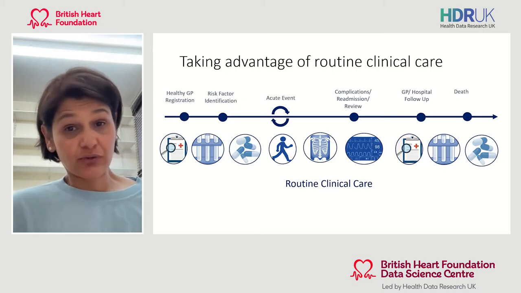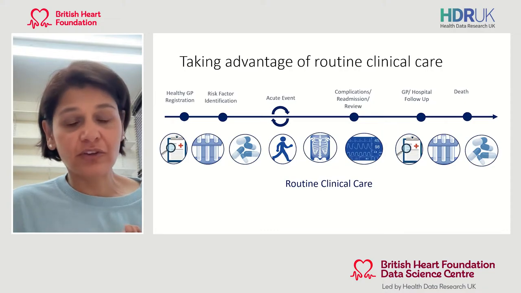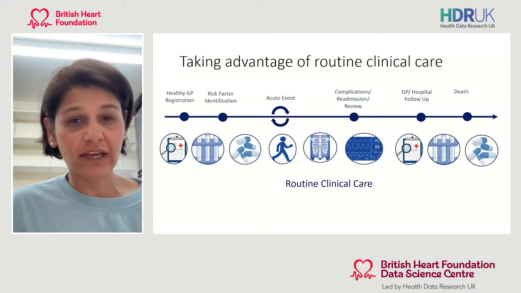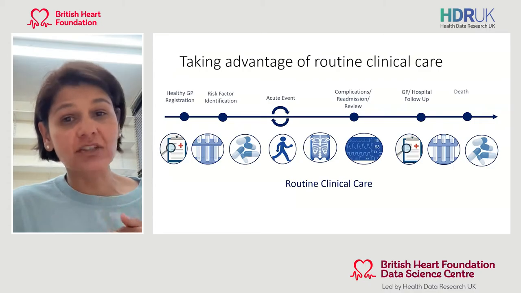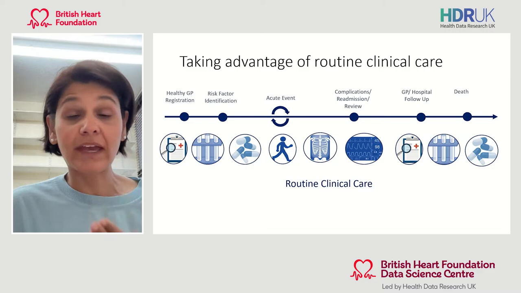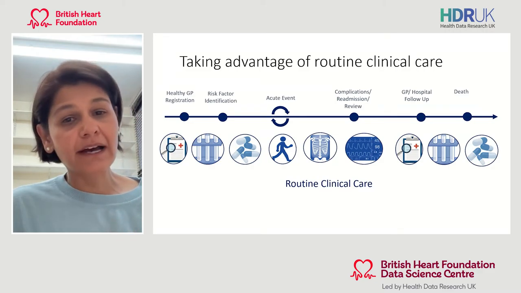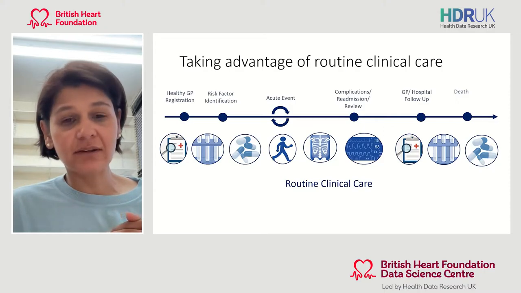On this slide, I've shown a timeline that all of us are on. We're born, and in the UK, we have a registration with an NHS number, and we progress along this timeline. We may have an acute event, and at that acute event, we may start to cycle through primary and secondary care. We have complications, we have reviews, we have readmissions to hospital and so forth, and we have hospital appointments and GP appointments, and then the inevitable is death.